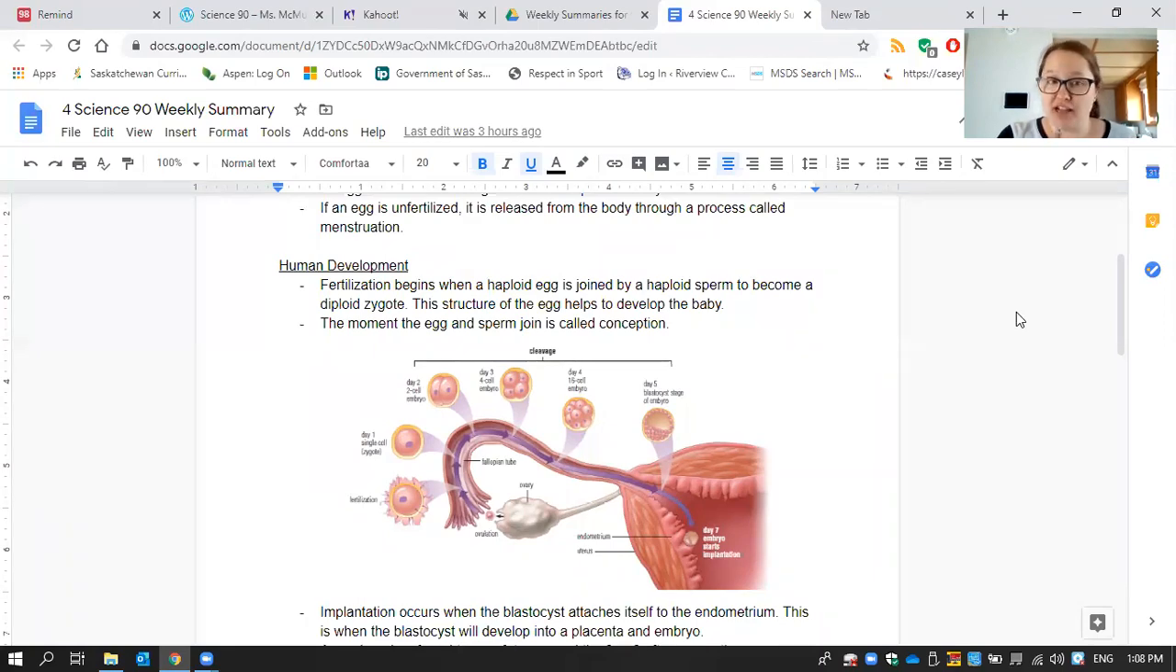If an egg is not fertilized, it gets released from the body through menstruation. If it is fertilized, then a fetus will start to develop in the female body. Fertilization begins when a haploid egg is joined by a haploid sperm to become a diploid zygote. So this structure of an egg helps to develop the baby. Just to go back, the haploid egg just means that the egg cell itself only has half the number of chromosomes. And when the two join together, you have a full set.